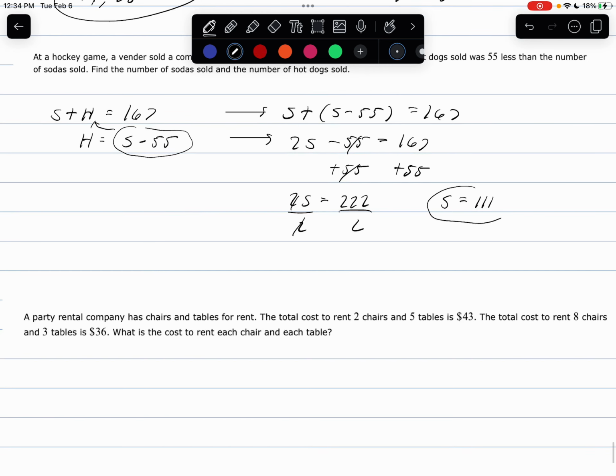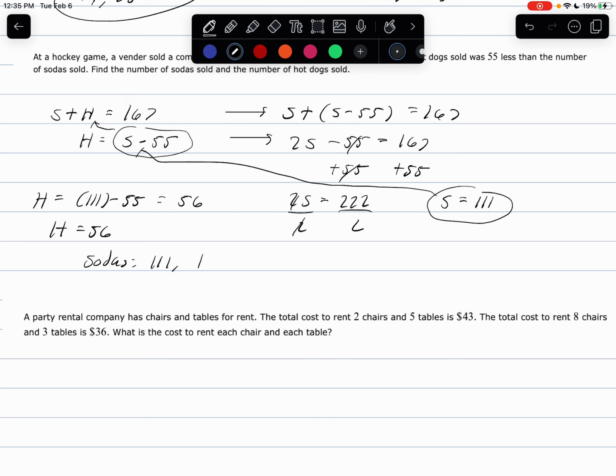And we can take this S value and plug it right in here. So we have H is equal to 111 minus 55, which gives us 56. So H is equal to 56. So we know that they sold 111 sodas and 56 hot dogs.